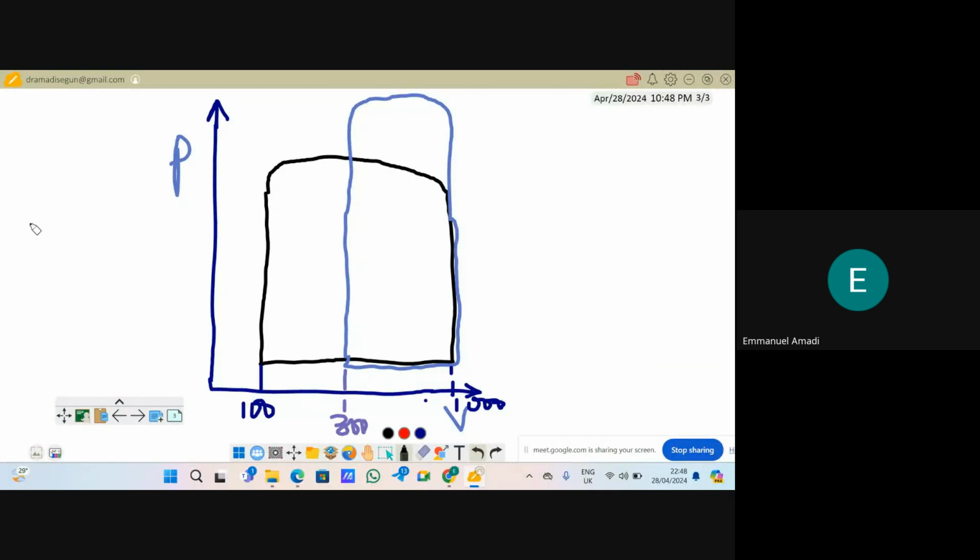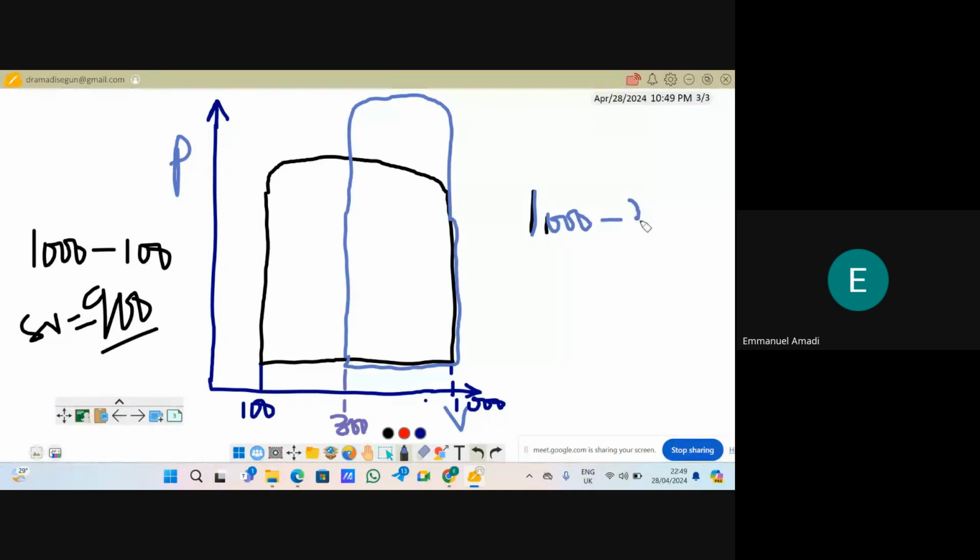If you look at the normal black line, end diastolic volume is 1000 minus the end systolic volume, which is 100. So you have 900 as your stroke volume. Now look at the stroke volume in the afterload curve. The end diastolic volume here is 1000, but the end systolic volume is 300. 1000 minus 300 will definitely give you 700. So classically, you can see that the stroke volume has dropped because afterload went up.